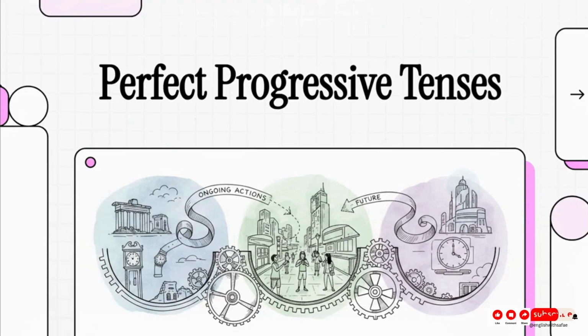All right, today we're going to dive into some really powerful tools in English grammar, the perfect progressive tenses. Seriously, think of them like little time machines for your sentences. They let you describe ongoing actions that connect the past, the present, and the future with total precision.